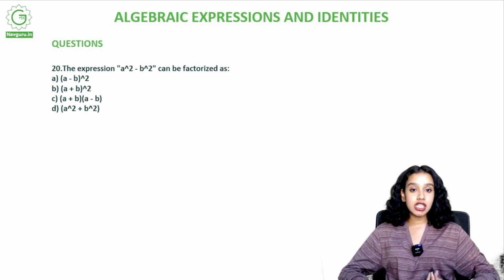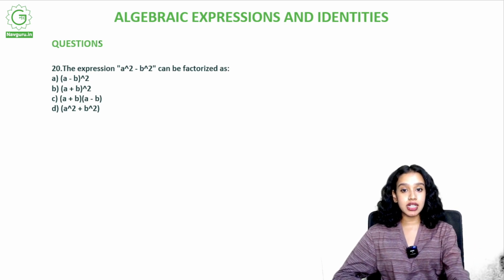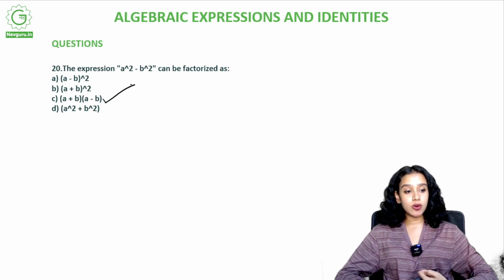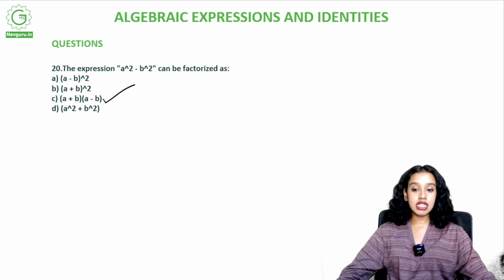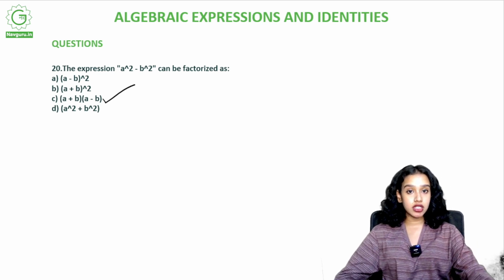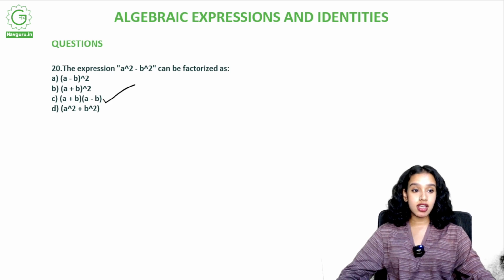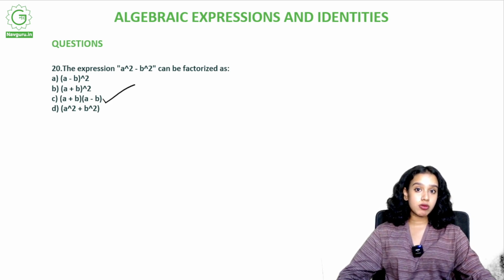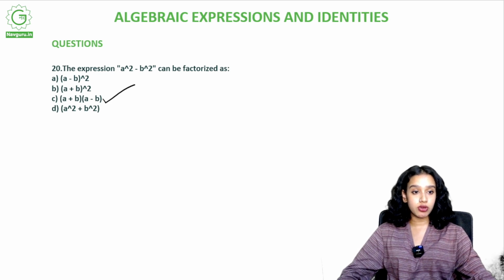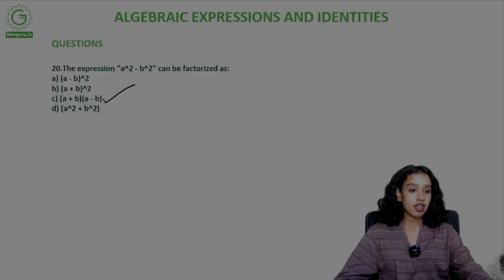The expression a square minus b square can be factorized as a plus b into a minus b. So, these were a few questions from the chapter Algebraic Expressions and Identities. I hope this is clear, and solve more problems in this chapter so that you would be very fluent with every question.